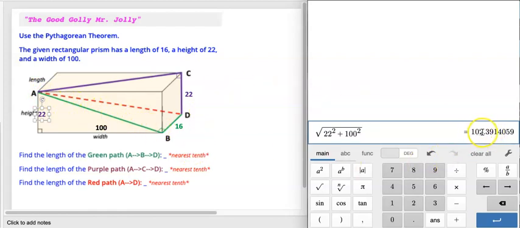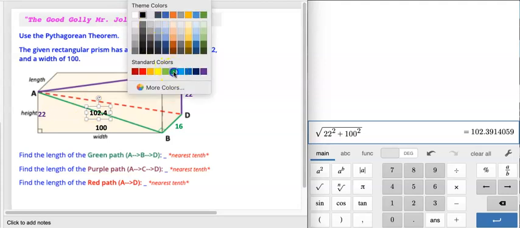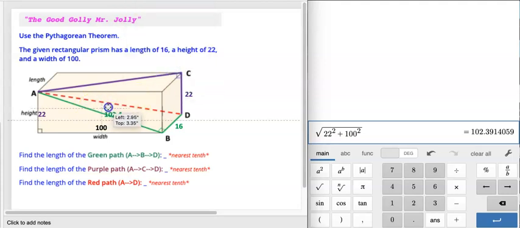to be 102.4. I'm going to write that down, 102.4. Well, I'm going to type it. Here we go. All right, so now I have the green path. Let's even make it green. Can I do that? I can make it bold and I can make it green. All right, so this green line is 102.4.